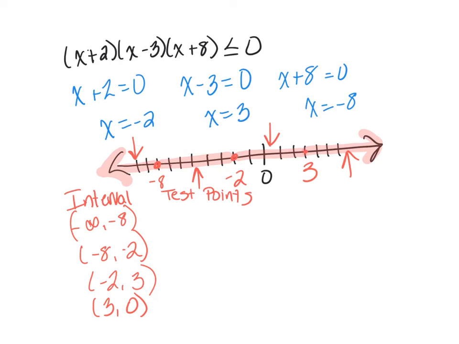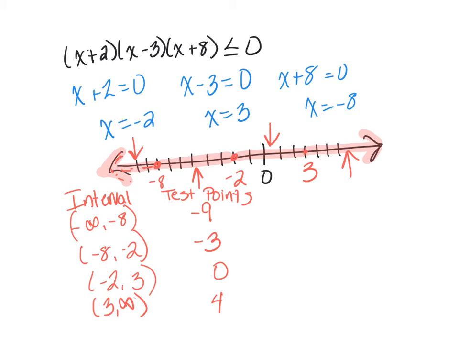And then we are going to have test points. My test point has to be a number in this interval, negative infinity to negative 8. So my test point is going to be negative 9. I just need some number in this interval. For negative 8 to negative 2, I just need a test point in that interval. Negative 2 to 3 has my favorite test point, which is 0. And 3 to infinity. I wrote 3 to 0, and it needs to be 3 to infinity. I'm just going to pick 4.